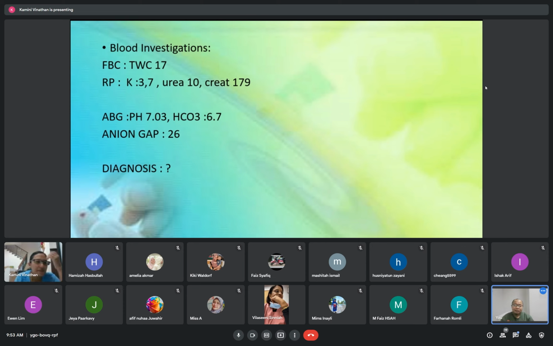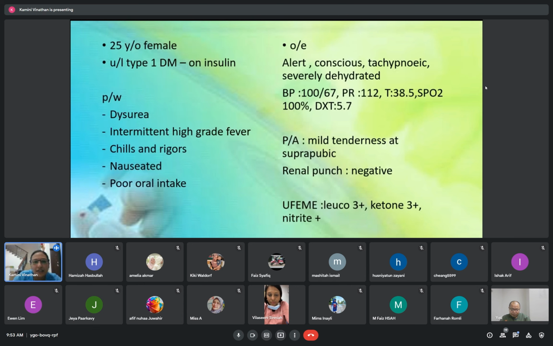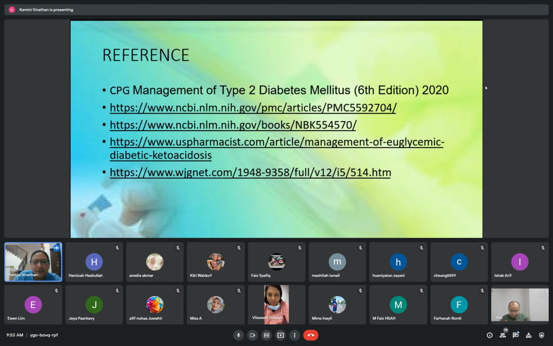Okay, carry on. Bagus. Bukan ada orang lah di sebalik gambar-gambar ni, ingat ke gambar sahaja. Excellent. Okay, teruskan. The diagnosis is Euglycaemic DKA precipitated by UTI lah. So this is my reference, CPG Management of DM tahun 2020, and also other internet punya articles lah.